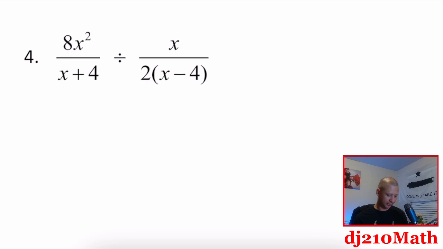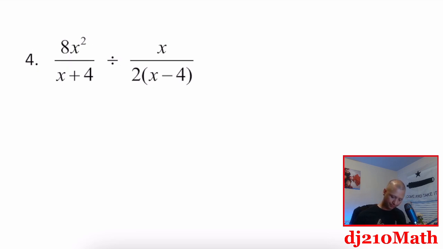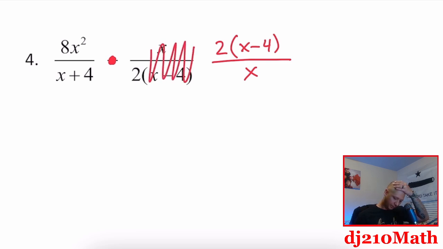So let's see. Can we do it? Change it to multiplication. Flip the right hand side. 2x minus 4 over x. Don't care about this anymore. Okay. Now, this is tempting, right? This is tempting. Those cannot cancel. But there is an x here, and there's 2 x's up top, because I can go diagonally, and now there's just 1 x up top.